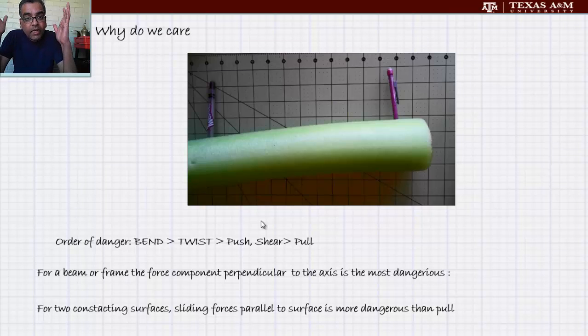Right? For two contacting surfaces, sliding forces like this are the worst. So if it is a long thin beam, then it is perpendicular forces. So if it's a long thin beam like this, it's the force this way. If it is two contacting surfaces, then it's sliding. Okay, those are typically the most dangerous things you can do.